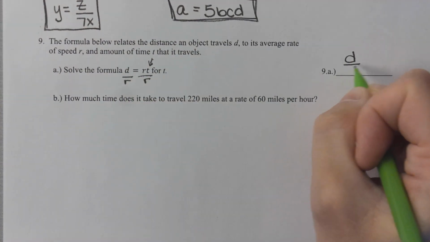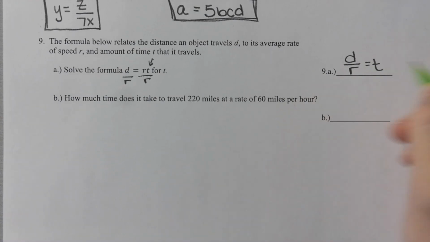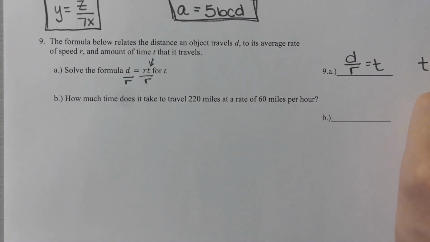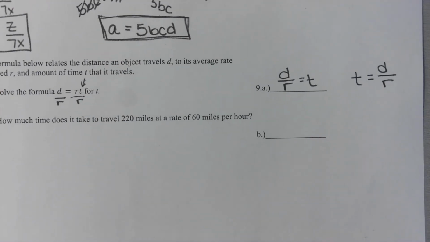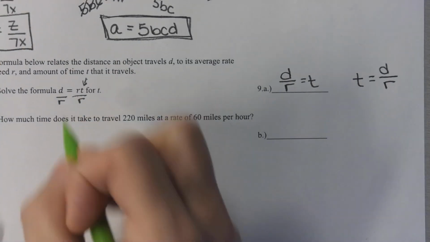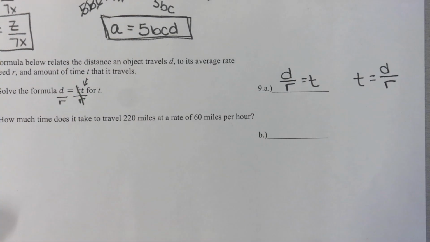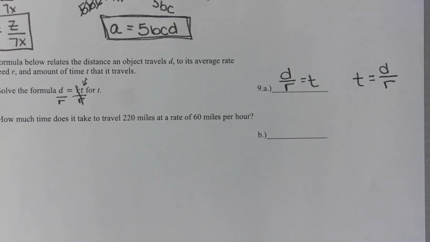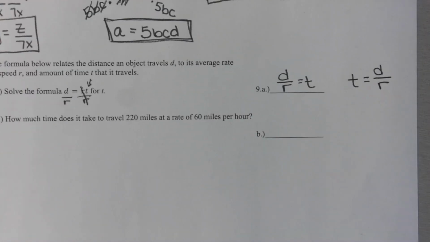D over R equals T, or you could have it flip-flopped: T equals D over R. Either of these would be fine answers. So the first step I need to do is get T alone by dividing away the R. And then the second part is going to ask me a question. So now I'm actually going to have to plug in some numbers and figure some stuff out here.